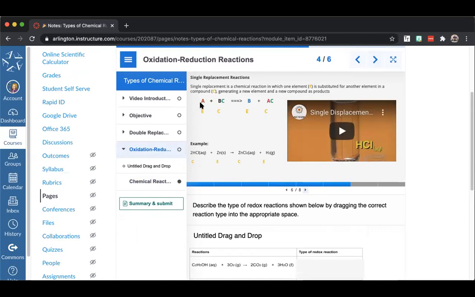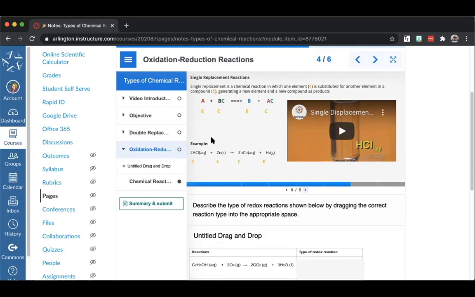Okay, single replacement. Here you always have an element and a compound, and the element that's by itself is going to switch places with one of the elements in the compound. So here's an element and a compound, and I end up with a different element and a different compound. What happens is I have A plus BC, and A is going to kick out B. So now B is by itself in elemental form, and A is in the compound with C.